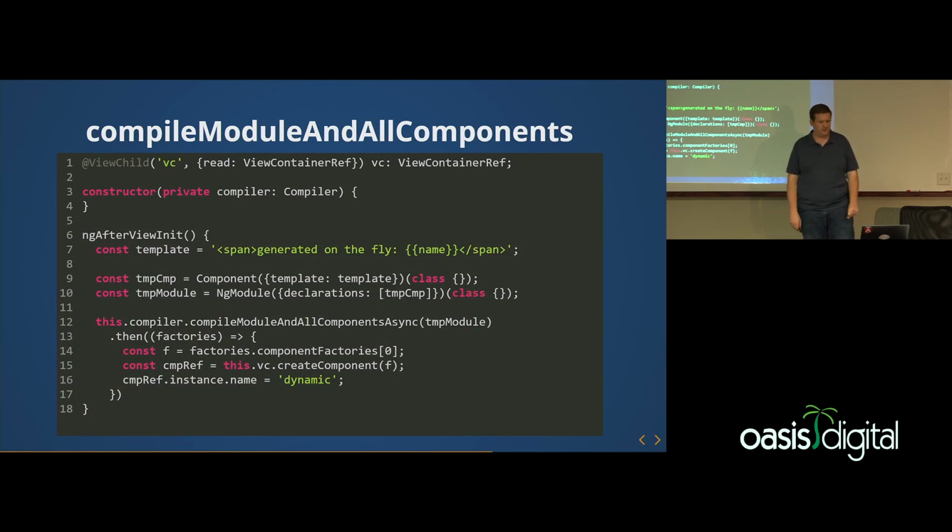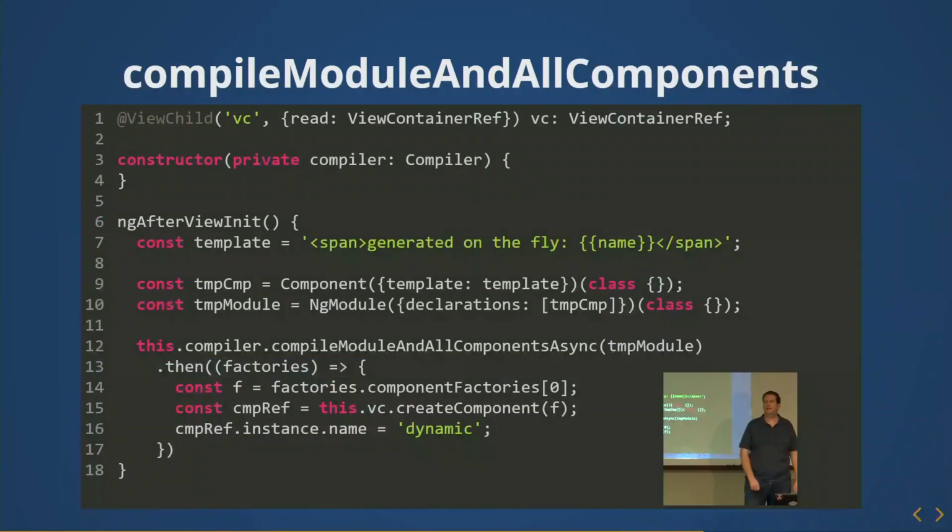All right, the next one is the compile module and all components API. This one's kind of interesting. This is the only code that we're going to show. It shows an example where we take some generated HTML with an Angular binding in it, and we turn that into a component on the fly. So it starts off real simple with a template. Right here we have our binding.